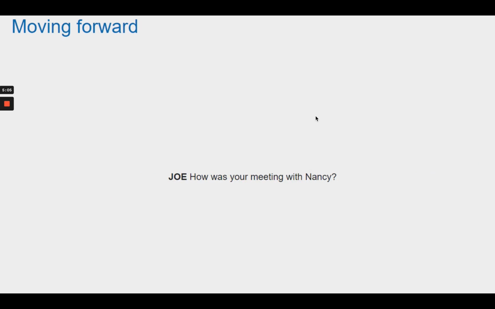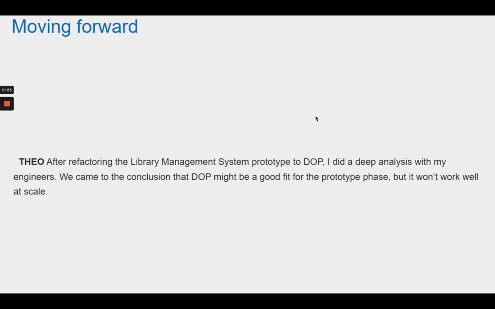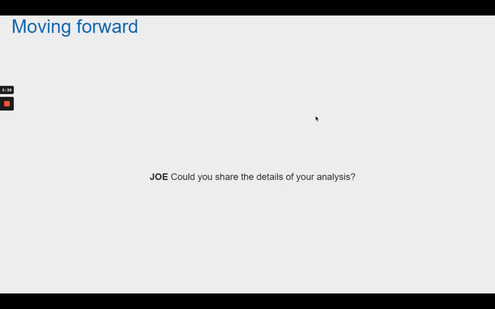Joe: How was your meeting with Nancy? Theo: We got the deal. Joe: Awesome. I told you that with DOP the cost estimation would be lower. Theo: In fact, we're not going to use DOP for this project. Joe: Why? Theo: After refactoring the library management system prototype to DOP, I did a deep analysis with my engineers. We came to the conclusion that DOP might be a good fit for the prototype phase, but it won't work well at scale. Joe: Could you share the details of your analysis?